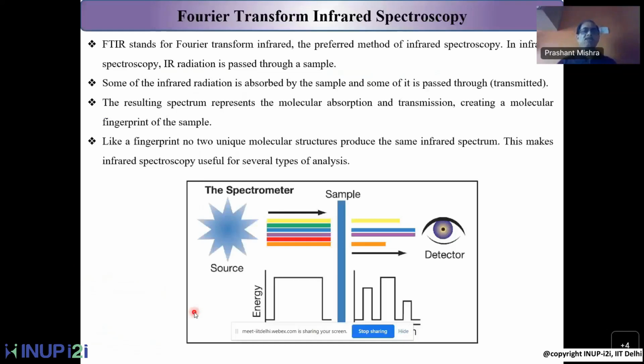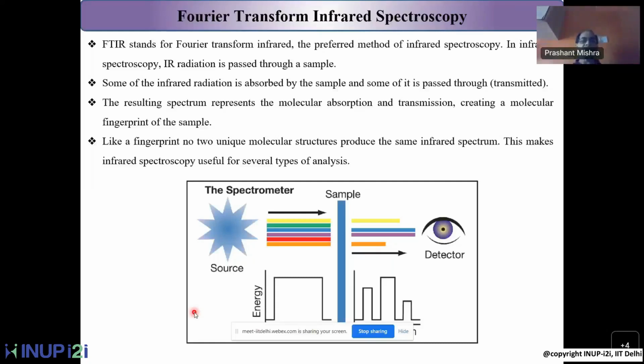FTIR as such stands for Fourier transform infrared. The preferred method of infrared spectroscopy is FTIR. That means, do we have another way of looking at infrared spectroscopy? The answer is yes, you can do the measurement, but I will tell you what the advantages and disadvantages of that are. In infrared spectroscopy, IR radiation is passed through a sample. In both cases, you will find that IR radiation is passed through the sample. Some of the infrared radiation is absorbed by the sample and some of it passes through it. So that means it is being transmitted.